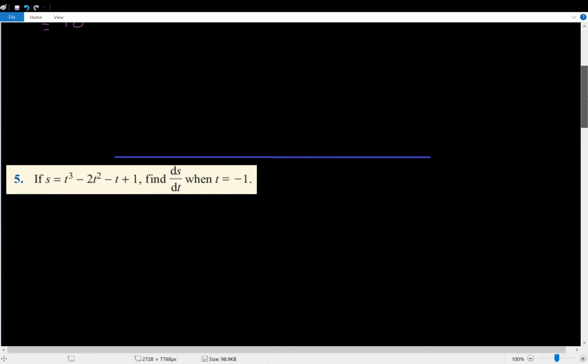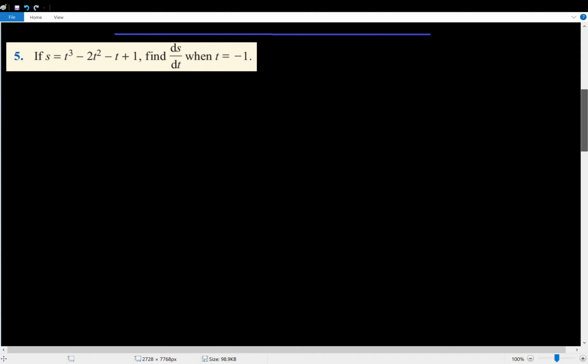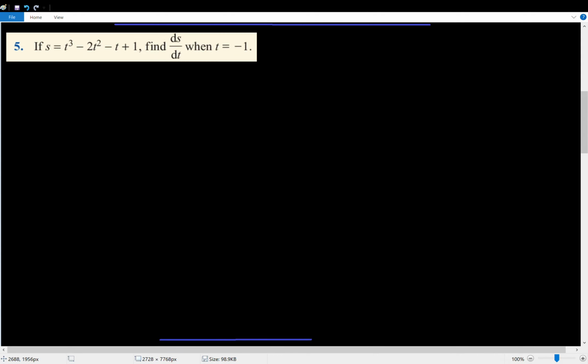Now in question 5, we have a similar enough situation, but it's just phrased slightly differently. So if s is equal to t cubed minus 2t squared minus t plus 1, we have to find ds/dt when t is equal to minus 1.